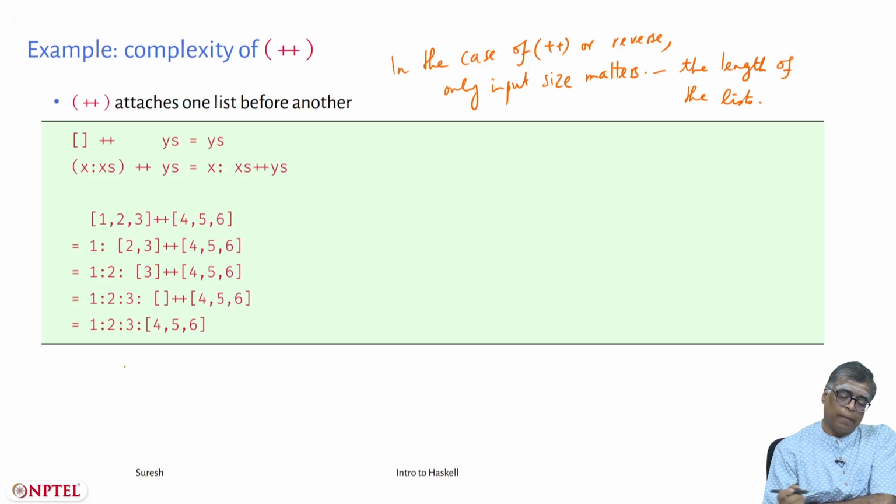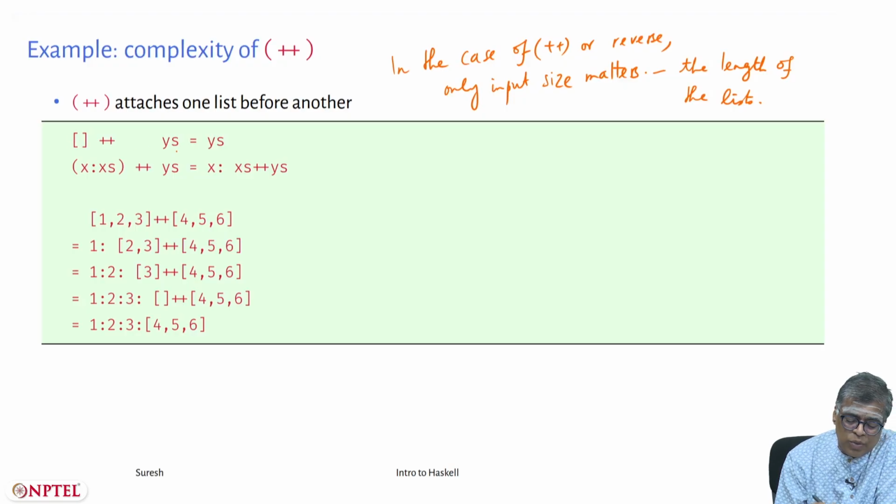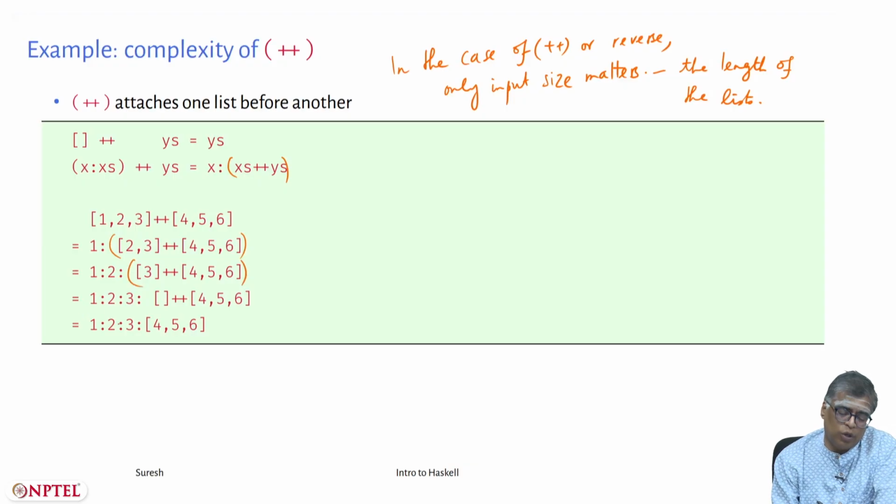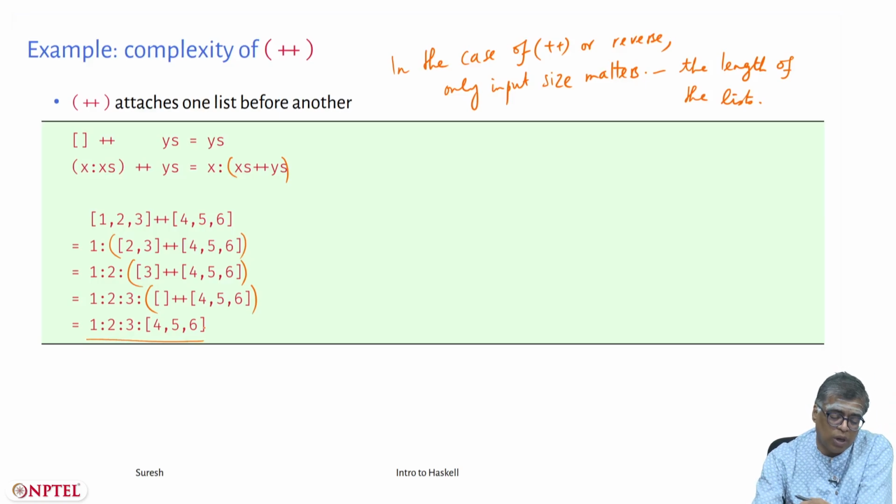Okay, so plus plus attaches one list before another. Empty list plus plus ys is ys, x followed by xs plus plus ys is x followed by xs plus plus ys. Okay, so 1, 2, 3 plus plus 4, 5, 6 will actually be 1 followed by 2, 3 plus plus 4, 5, 6, and this itself is 1 followed by 2 followed by 3 plus plus 4, 5, 6, which is 1 followed by 2 followed by 3 followed by empty list plus plus 4, 5, 6, which is this. Okay, so it took 1, 2, 3, 4 steps.